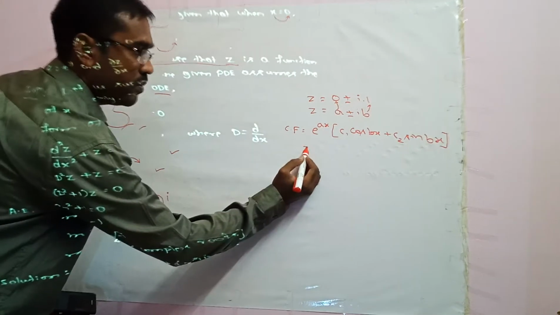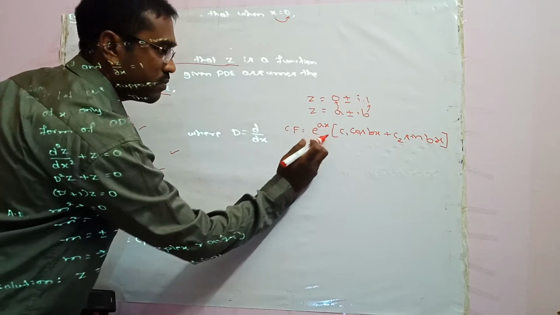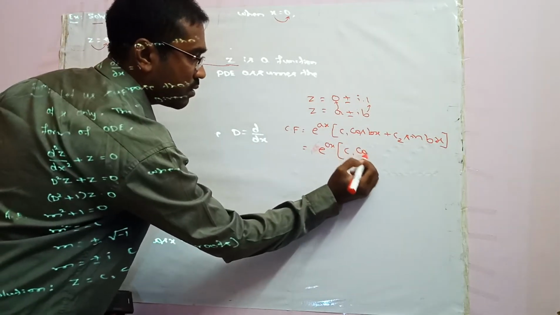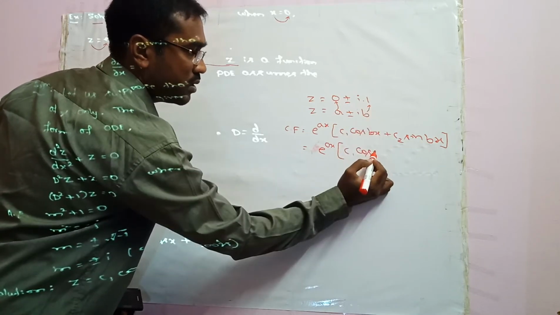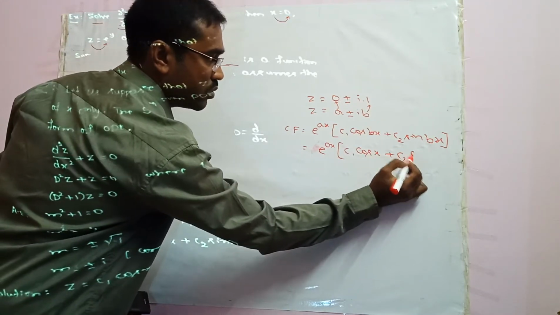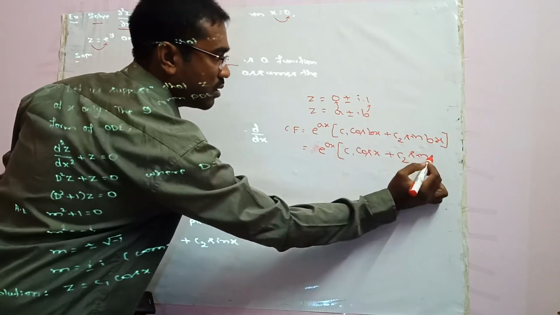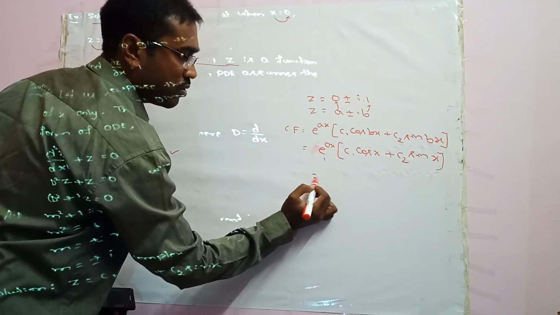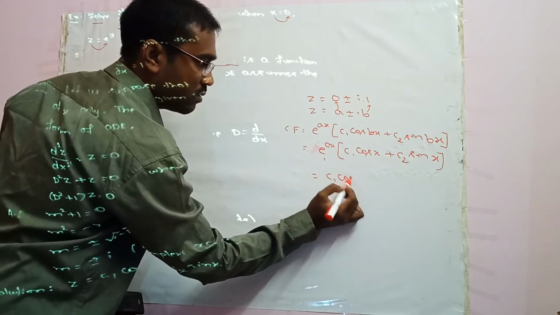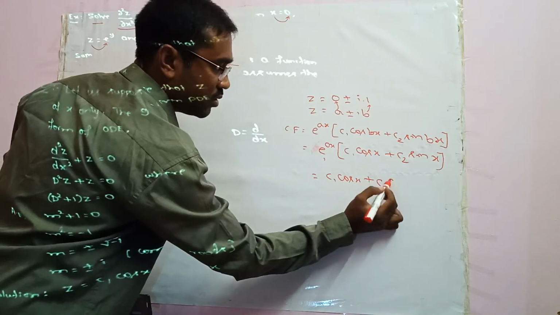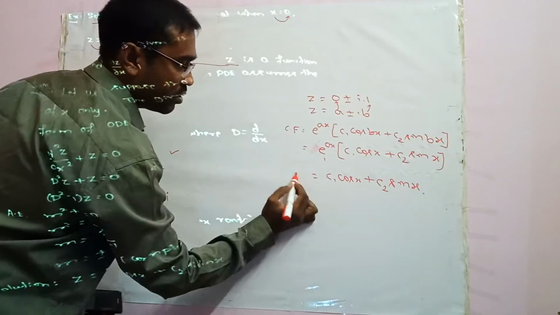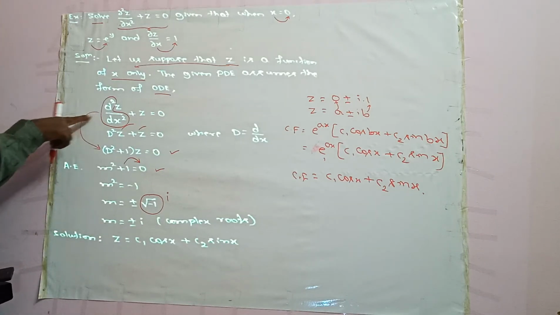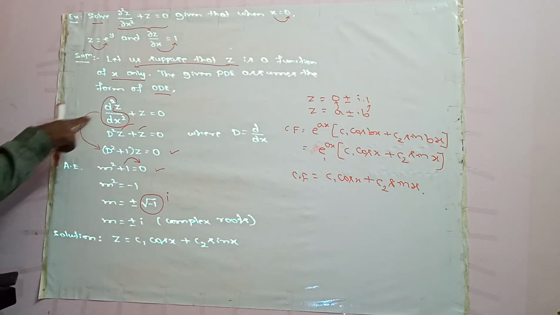Here, when you replace, e to the power 0x into (c1 cos x plus c2 sin x), where b is 1. What is e to the power 0? e to the power 0 is 1. So therefore you get c1 cos x plus c2 sin x. So this is your CF, that is the solution for the given differential equation here, right?